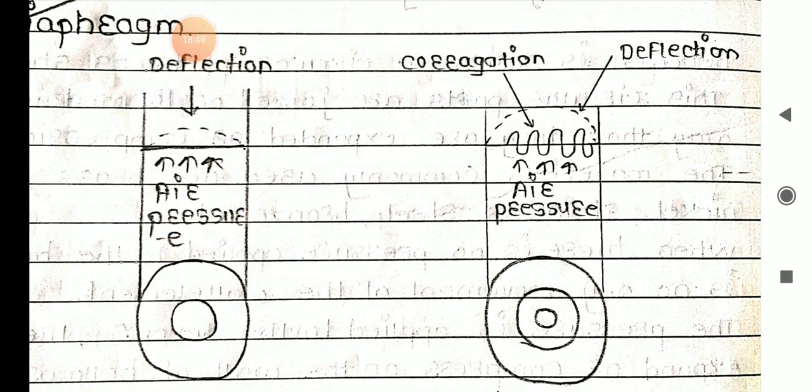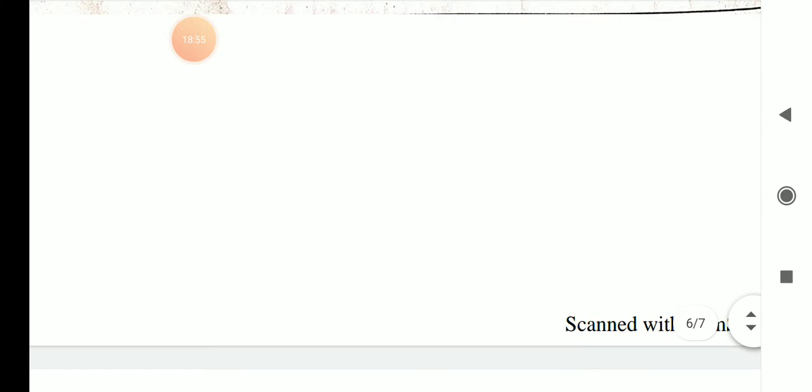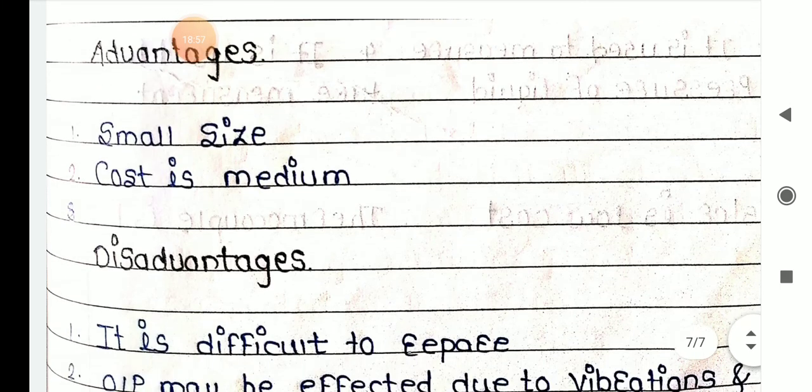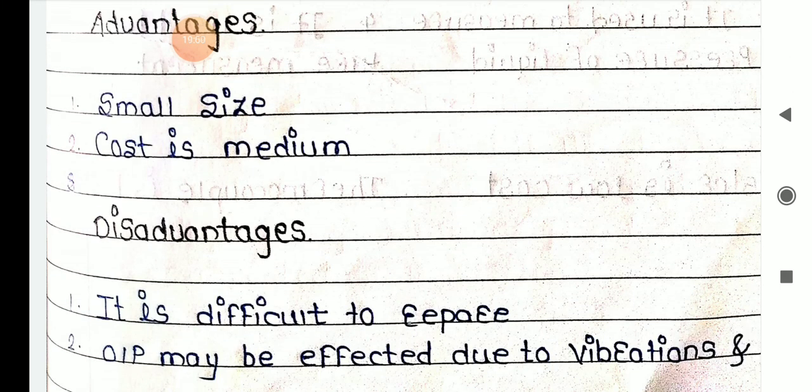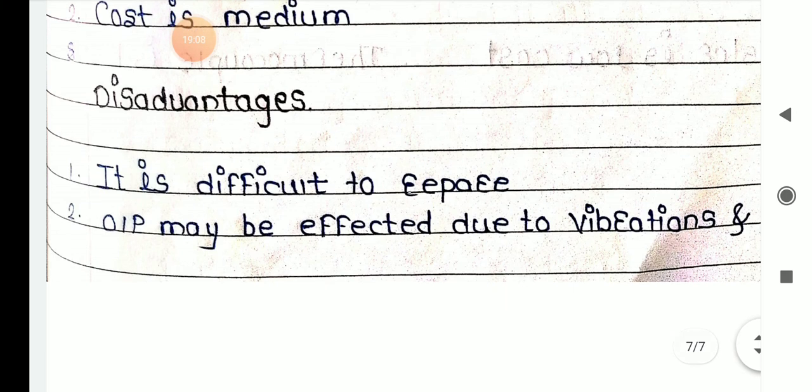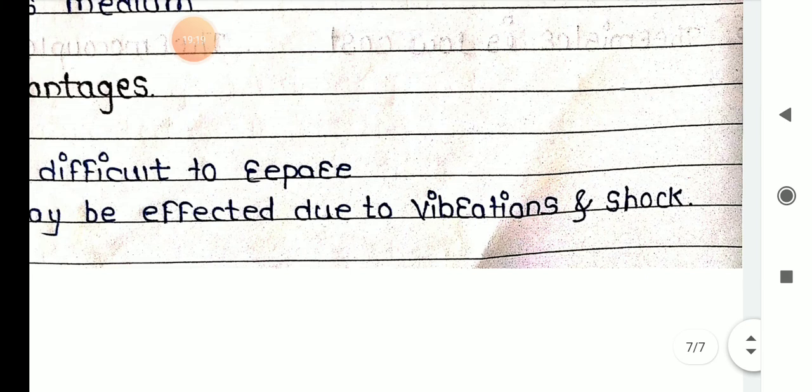Okay, so this is the construction and working of the diaphragm. Next we'll move on to the advantages. What are the advantages of the diaphragm? First one, small size. Second one, cost is medium. Next we move on to the disadvantages. It is difficult to repair. You cannot repair this one, it is very difficult. Next, output may be affected due to vibration and shock.